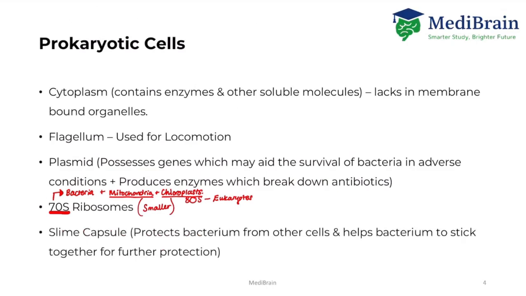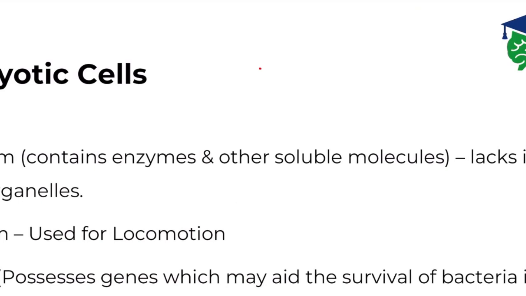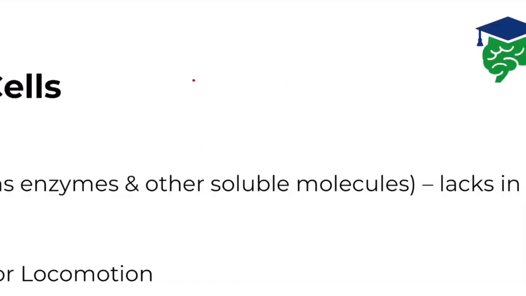And finally you have the slime capsule. A slime capsule protects the bacterium from other cells and helps the bacterium to stick together for further protection. It's a process called clumping. Imagine one bacteria is that small, it's going to be even smaller than that. If this is fighting off a massive infection, say an infection over here, that bacteria is going to be very useless or very slow by itself.